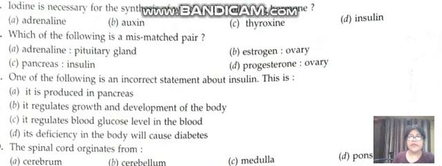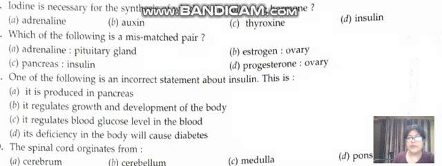Next question, iodine is necessary for synthesis of which of the following hormones? Now there are different hormones in our body which are responsible for various functions, and their names are adrenaline, auxin, thyroxine, insulin. So for which hormone is iodine responsible? Iodine is necessary for the synthesis of thyroxine. That means option C. Option C, thyroxine, is the right answer.